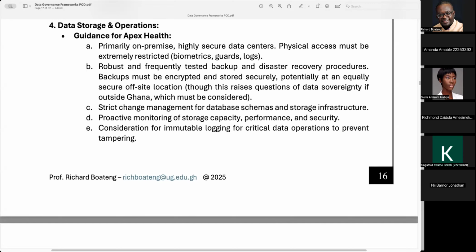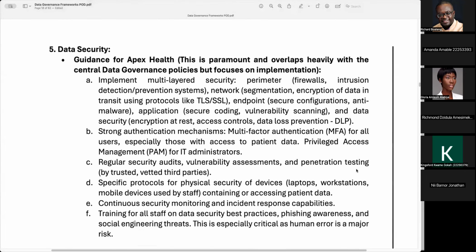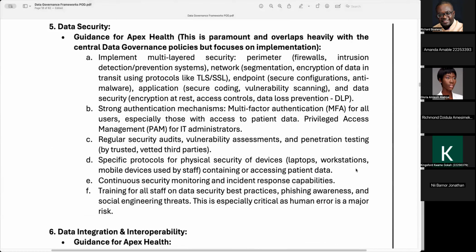DMBOK guides a defense-in-depth approach, securing the network perimeter, internal network segments, individual endpoints, computers, medical devices, the applications themselves, and finally the data itself through encryption and access controls. This involves strong authentication methods like multi-factor authentication, MFA, for all users accessing patient data, and even more robust privileged access management, PAM, solutions for IT administrators who have elevated system access.